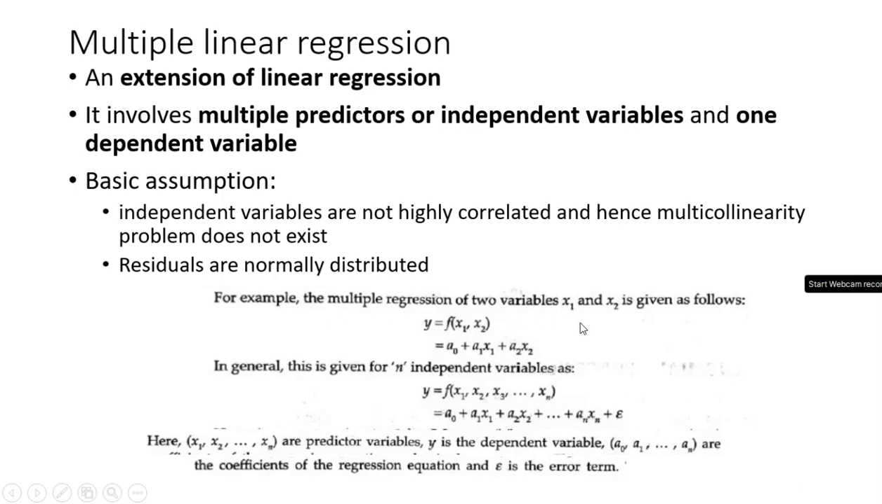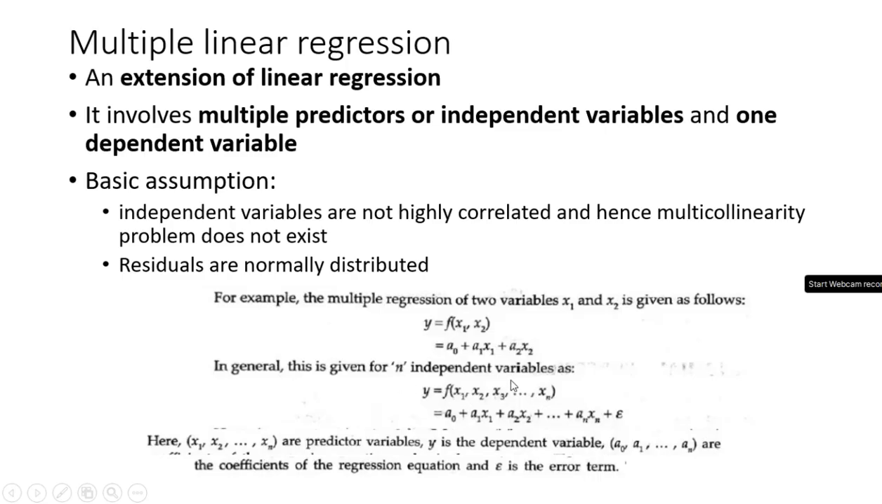So the multiple regression for two variables, let's say x1 and x2, is given here. Okay, so y is equal to f of x1 and x2. How do you write the multiple regression for these variables? y is equal to a0 plus a1 x1 plus a2 x2. So this is how you write the equation for a multiple linear regression model. So this is still linear. The only difference is we have more independent variables, which is x1 and x2, and y is the dependent variable.